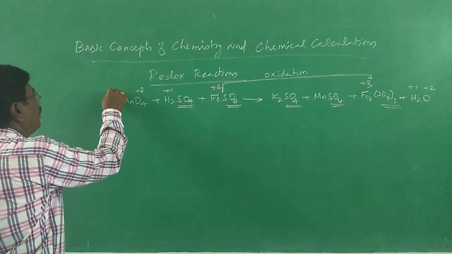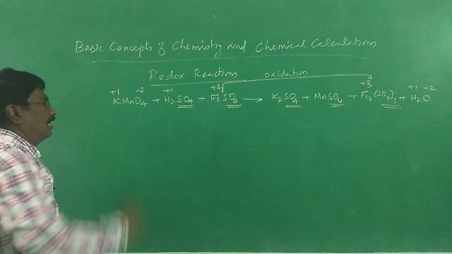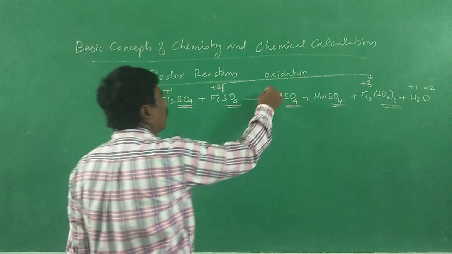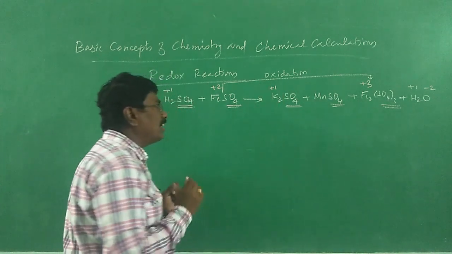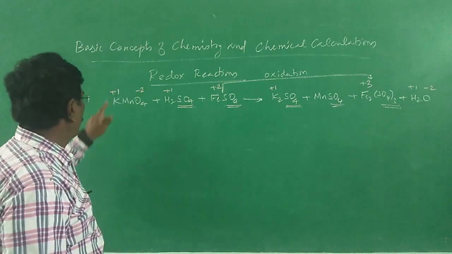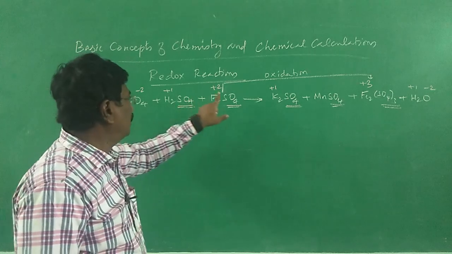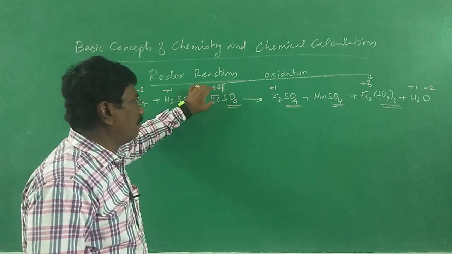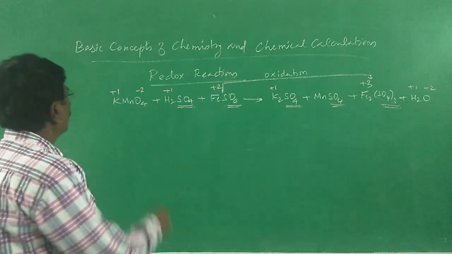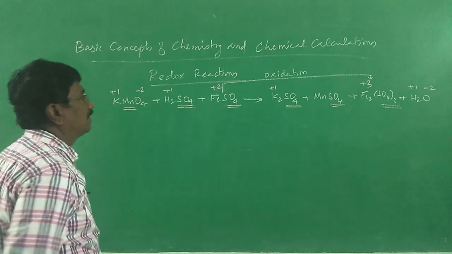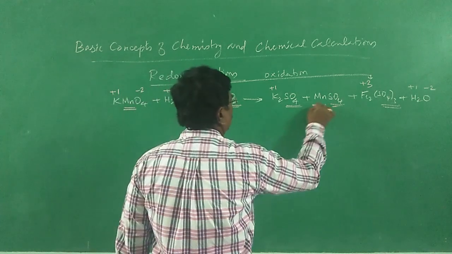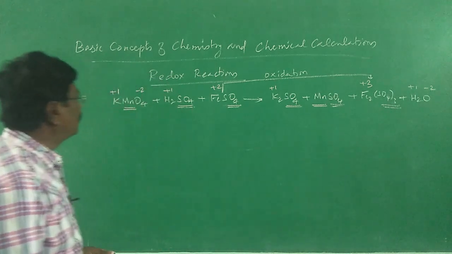Potassium being an alkali metal, oxidation state plus 1. Here also plus 1. Therefore, where is the change? Potassium, oxygen, hydrogen, sulfur, oxygen, everything is the same except iron. Iron changes from plus 2 to plus 3. Likewise, it is manganese. Its oxidation number gets changed.